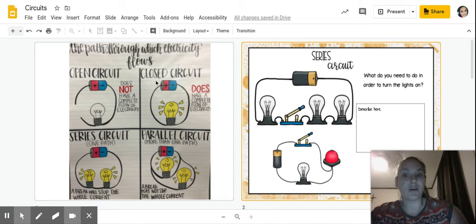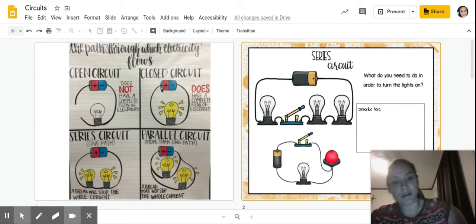Now, if you have a closed circuit, that means it's going to flow. The energy is going from the positive through to what it's powering down to the negative, and it's a complete flow of electricity. Your light will turn on, or whatever you're trying to power will turn on. So if it's closed, it flows, but if it's open, it is broken. It is not going to work.